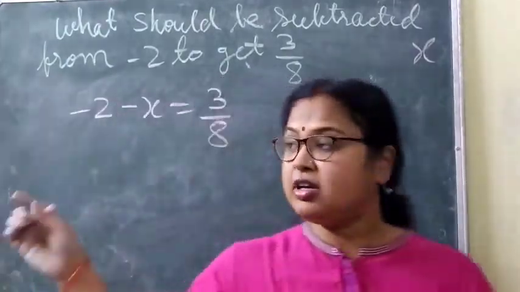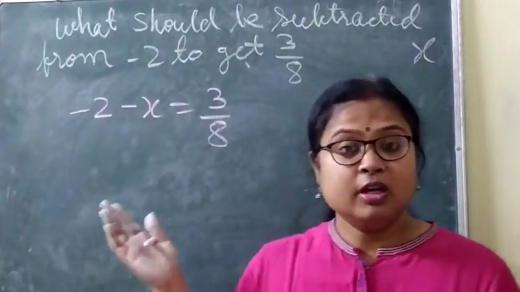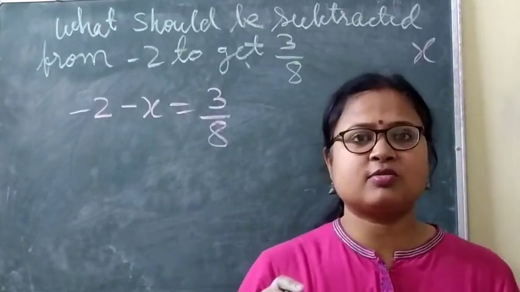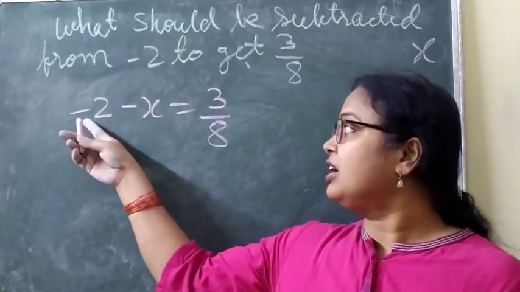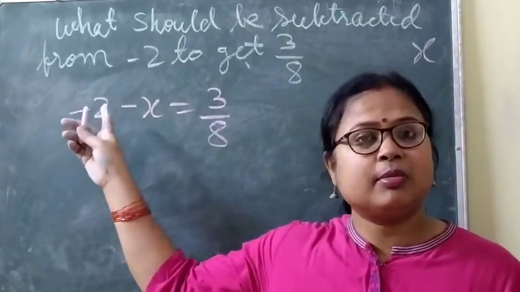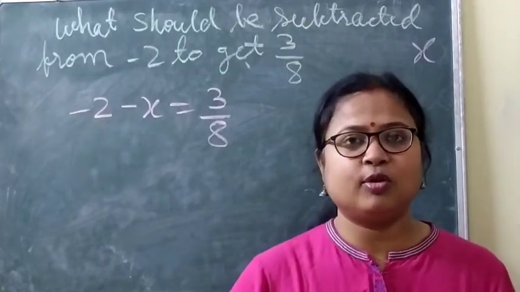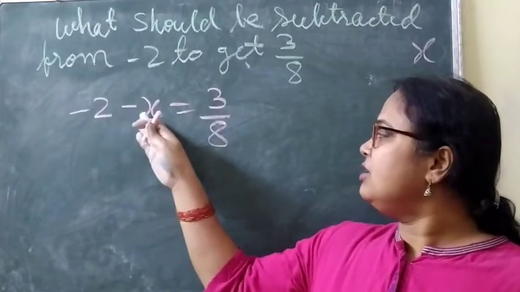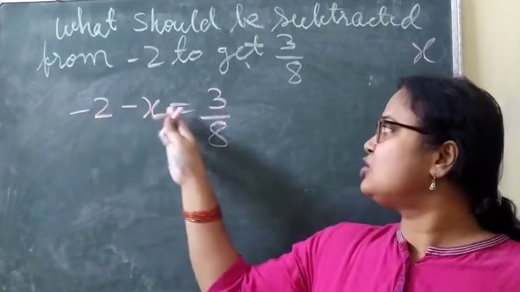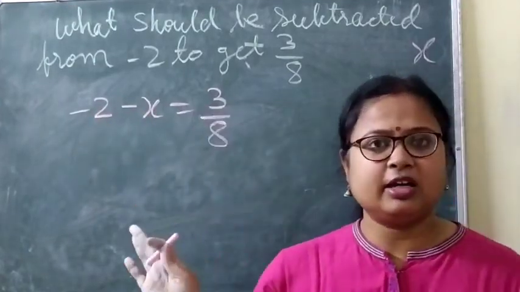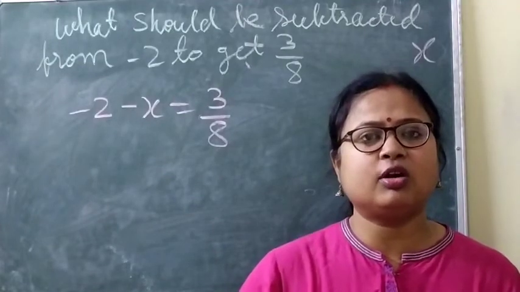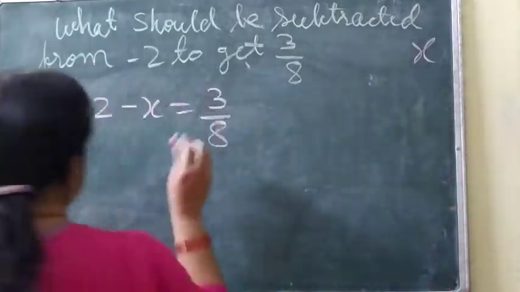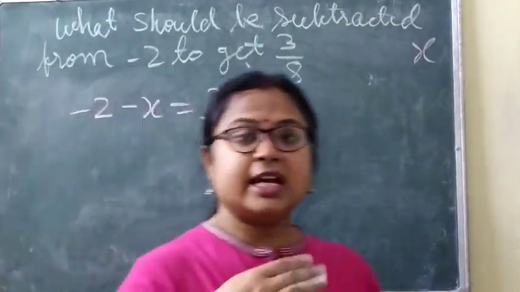Clear? Here, how is this question different from the previous one? Here you are getting minus 2, which is not given in the form of a fraction. Okay. So my X is subtracted from minus 2 to get 3 by 8. You have to find out the value of X.